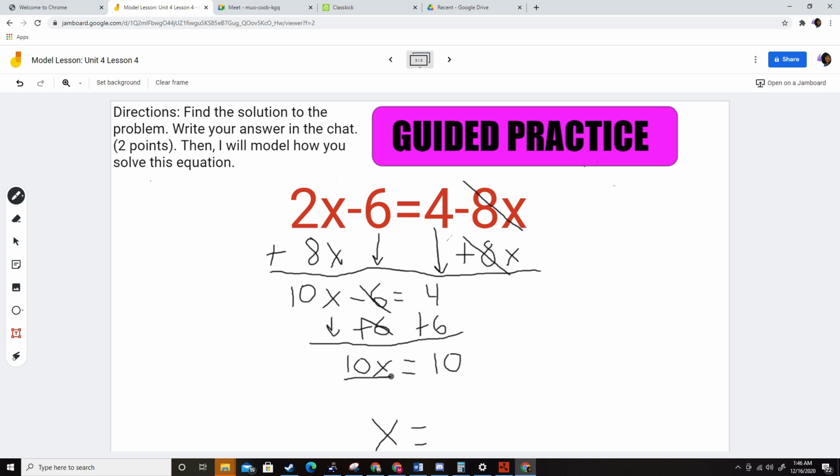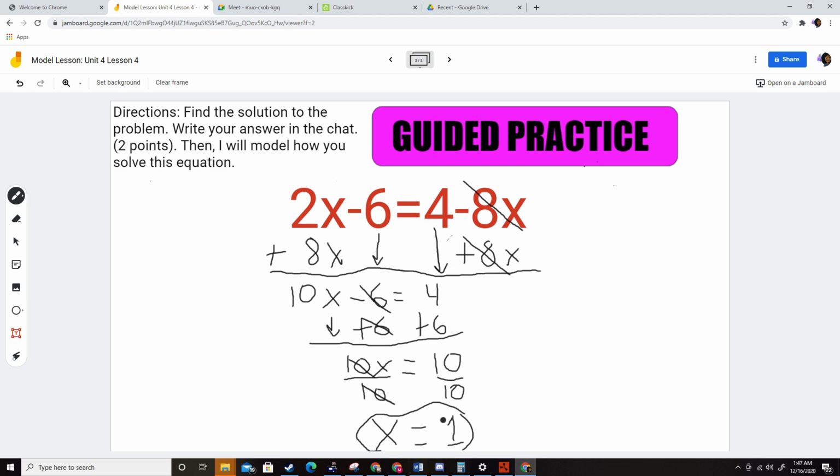Right now x is being multiplied by 10. The opposite of that is dividing by 10. So over here, if I'm dividing 10x by 10, that means these both will cancel out, leaving just x by itself. Over here, now I'm doing 10 divided by 10. Anything that's divided by itself gives you 1, which means that our x equals 1. Let me get that a little straightened out. Looks a little better for us. x equals 1, and there we go.